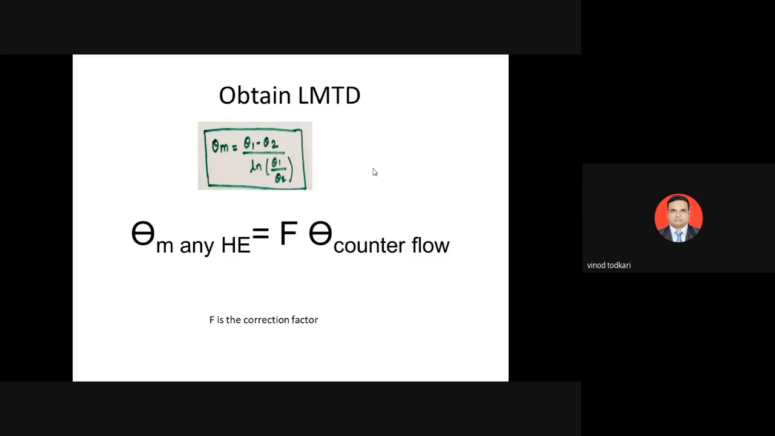Log mean temperature difference is defined as the temperature difference which can be assumed to be constant throughout the length of the heat exchanger, which will have the same heat transfer rate as that in the actual case. So I will give you one example. In case of IC engines, we consider mean effective pressure. Pressure at every point is different: 1 to 2, 2 to 3, 3 to 4, and 4 to 1. But we assume that throughout the cycle, the pressure is constant, equal to mean effective pressure, using which we obtain the same work. So here the concept is similar.